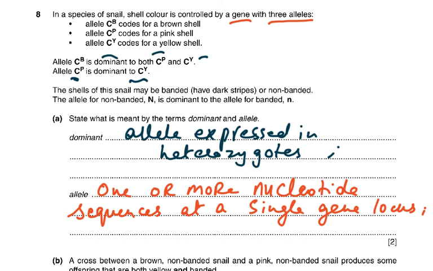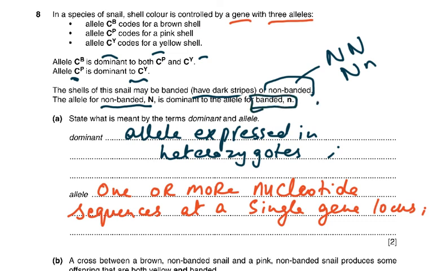Now the shells of this snail may be banded, having dark stripes, or non-banded. The allele for non-banded is N, so non-banded will be big N big N, or big N small n. The allele for non-banded is dominant, and the allele for banded is recessive. This is always what I tell you: when you get genetics questions, first look at the recessive trait. That is the biggest clue in genetics questions, to figure out the recessive trait, and then say, okay, the dominant traits can now be either this or this.